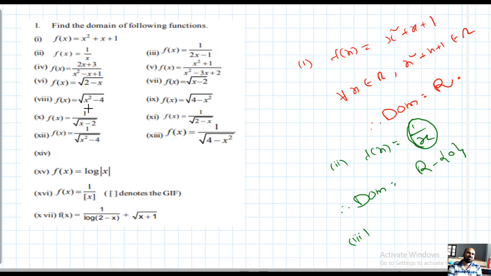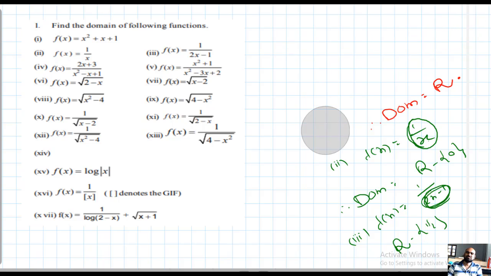Third problem. Here, f of x is equal to 1 by 2x minus 1. If the denominator equals 0, then this is not a real number. 2x minus 1 equal to 0 means x equal to 1 by 2. That's why the domain is all real numbers except 1 by 2. This is the domain of the function.